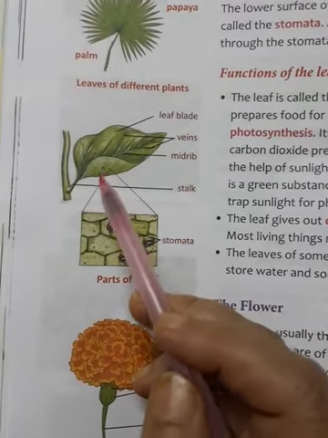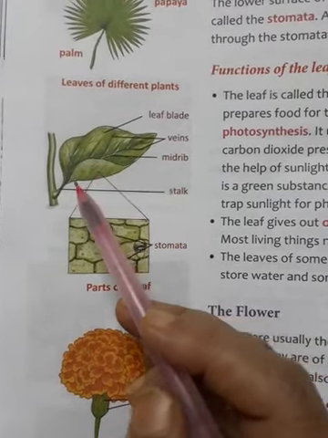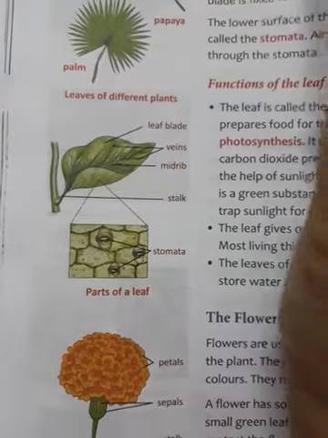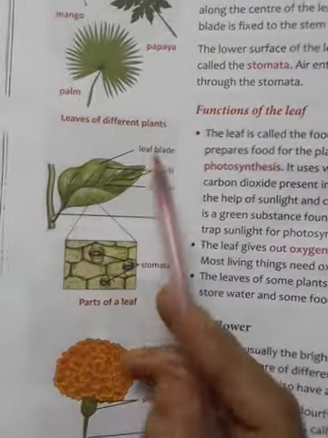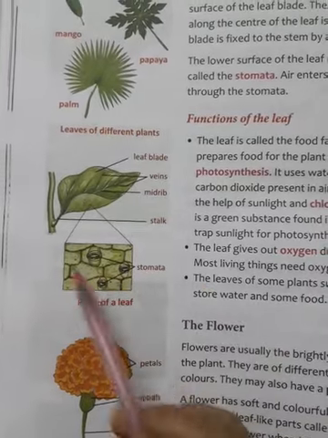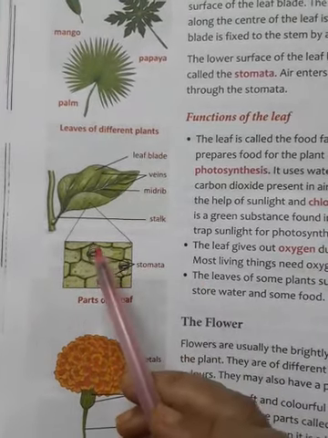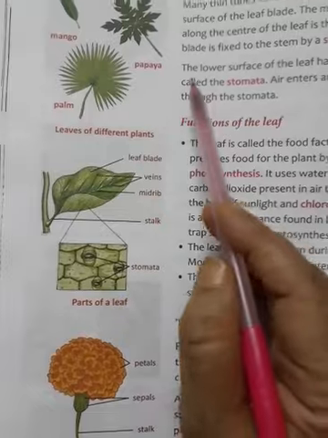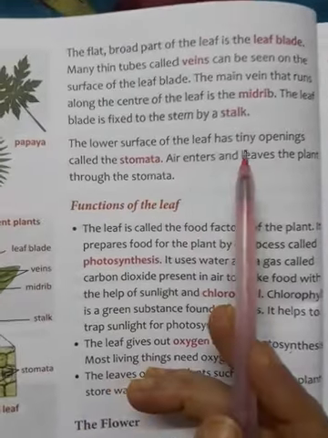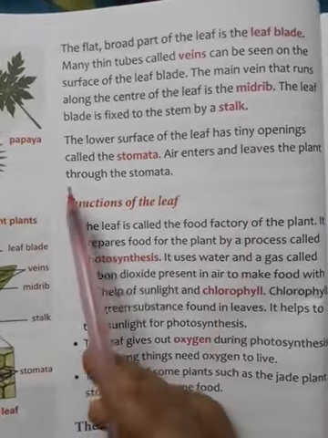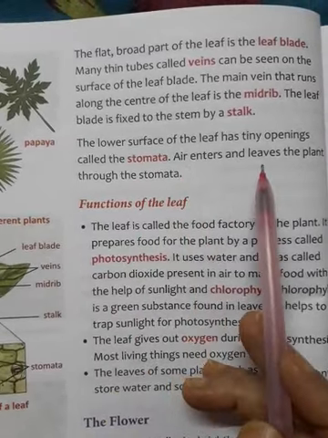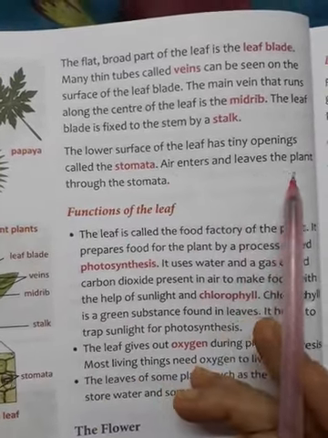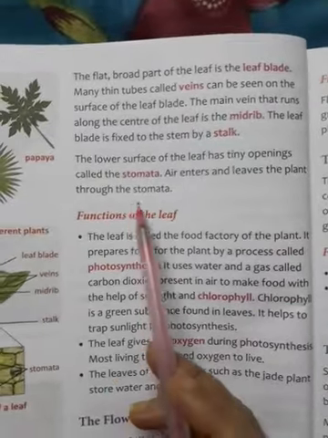So, if the parts of a leaf are asked of you to describe, you have to write the whole thing, as well as draw the parts of the leaf, and label it properly to understand. Now, the lower surface of the leaf has tiny openings called the stomata. Air enters the leaf and leaves the plant through the stomata.